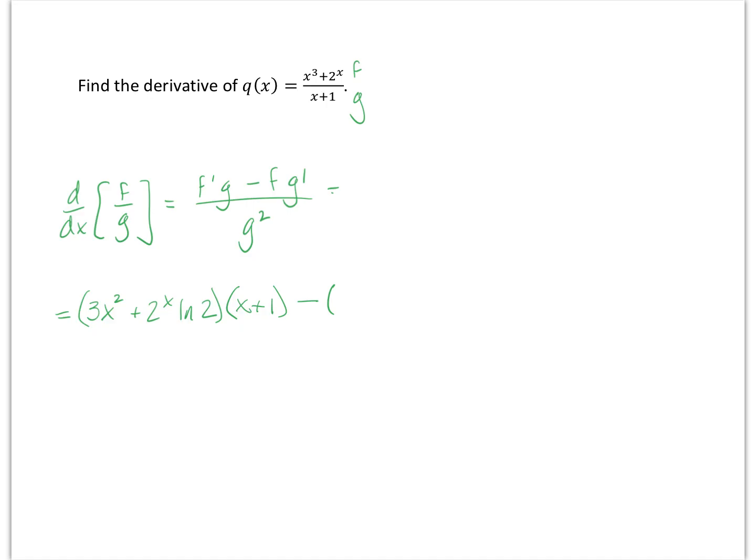So the numerator is f, and I'm not going to change it. It's just plain old f, x cubed plus 2 to the x, and then I have to multiply that by g prime. That's the derivative of the denominator. In this case, that is just a 1. And this is all over g squared, g being the denominator, so x plus 1 squared.